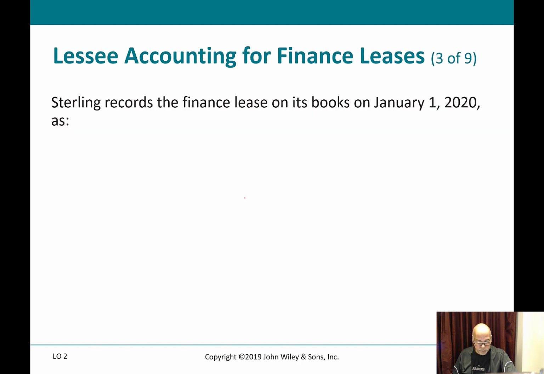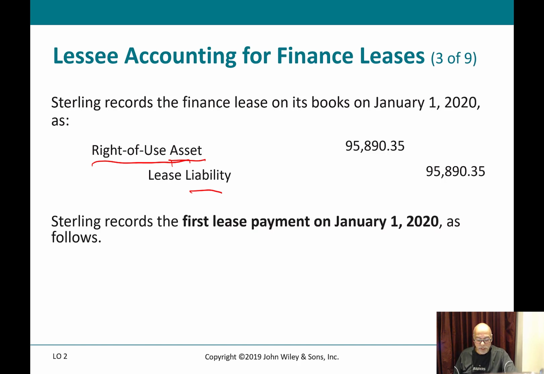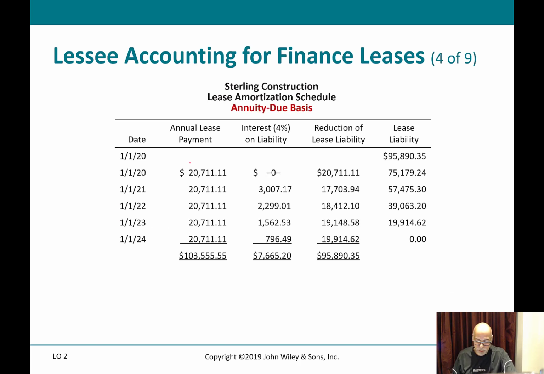Okay, now we come over and take a look at the initial entry, which is to debit the asset and debit the liability. We call that a right of use asset. So we debit an asset and a liability simultaneously. Now, when we make that first payment, which is at the very beginning of the lease, all of it goes towards the lease liability because there has been no time for any interest to accrue, since we leased the property January 1st and made that first payment. So it's almost like a down payment, right? Okay, so that all goes against the liability.